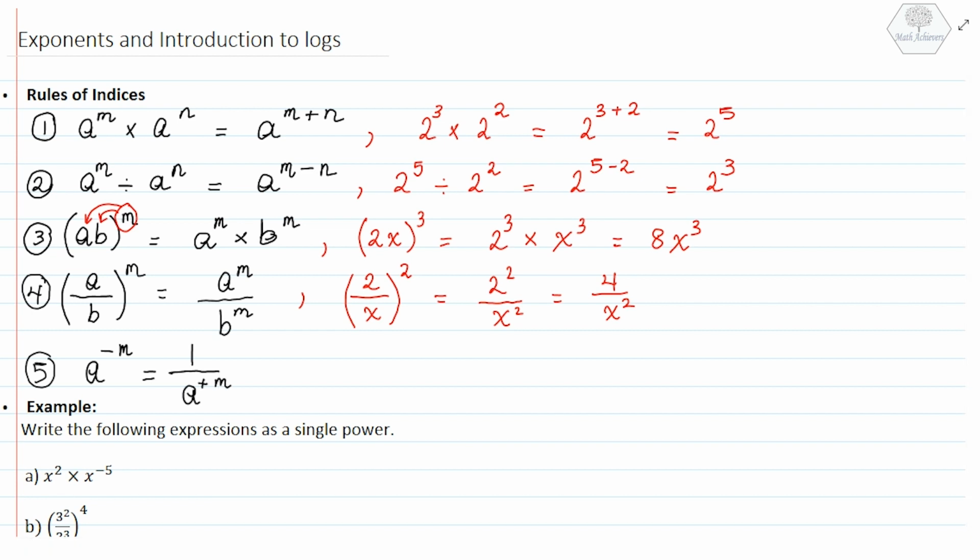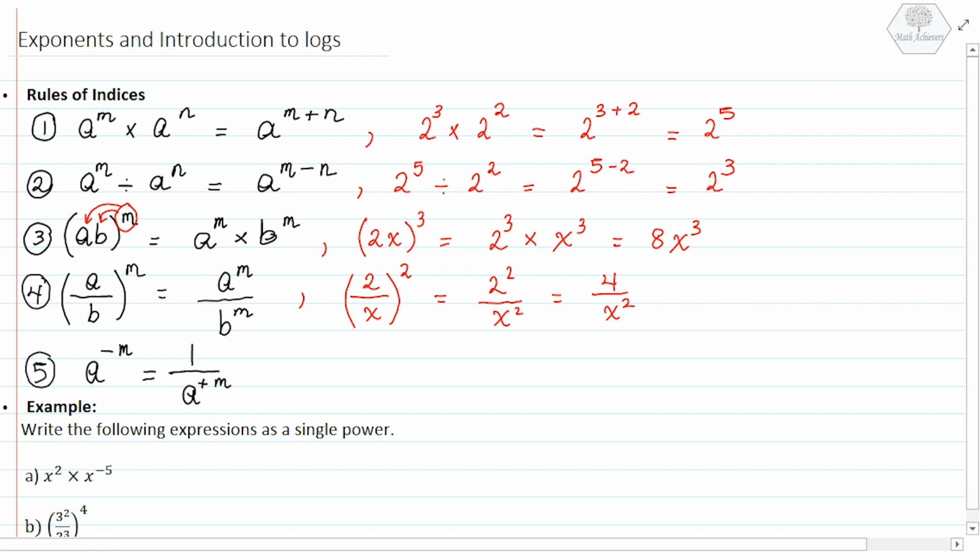If we want to take an example on this rule, if I have 2 to the power of negative 3, this is equal to 1 over 2 to the power of positive 3, which is equal to 1 over 8.